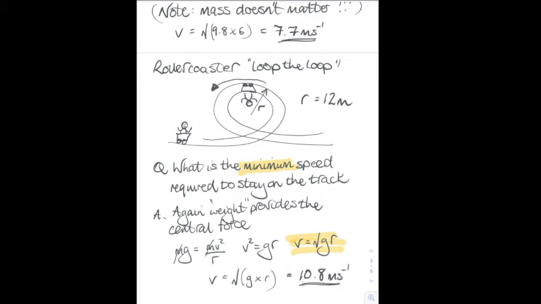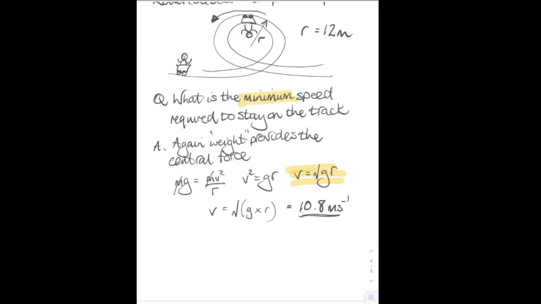So 10.8 metres per second. Again, it might be worthwhile pausing that and having another look at that. And again, rounding to the correct number of sig figs is 11 metres per second.